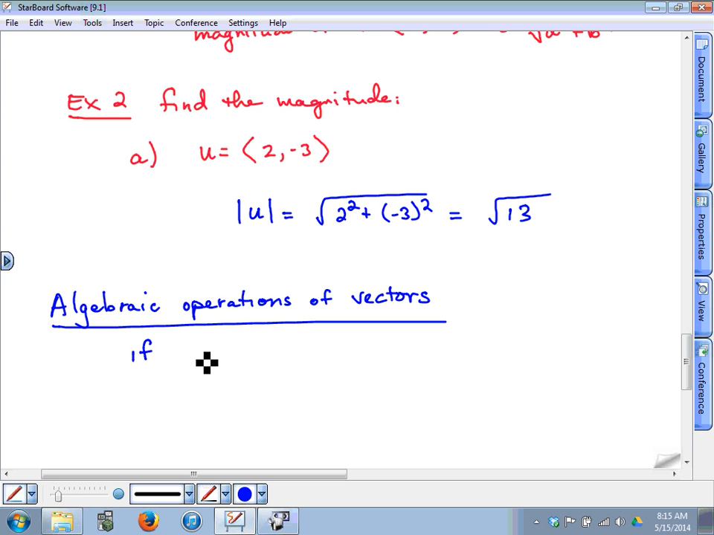So if vector u has the components a, b, and vector v has the components, let's call them c, d, then you guys tell me, what if I wrote this, u plus v? What do you guys think we're going to have to do here?